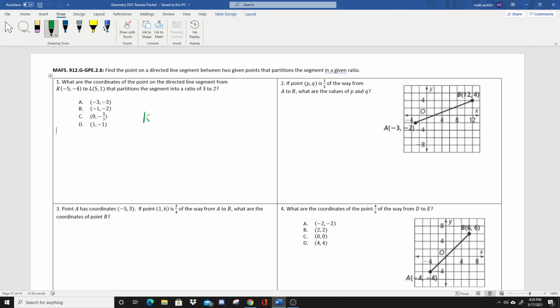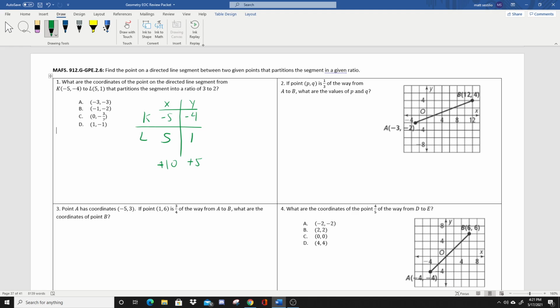So if we have K, we'll do X, we'll do Y, and this is L. Well, K's X value is -5. L's X value is 5. What's the difference between that? That's +10. K's Y value is -4. L's is 1. What's the difference traveling from K to L? That's +5.